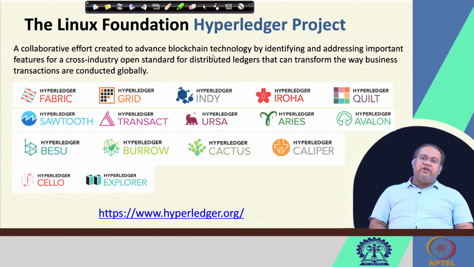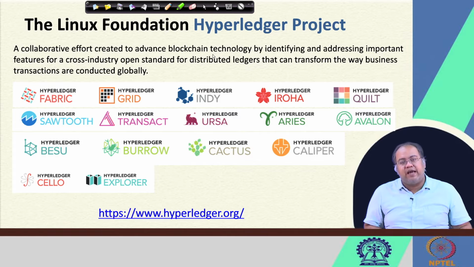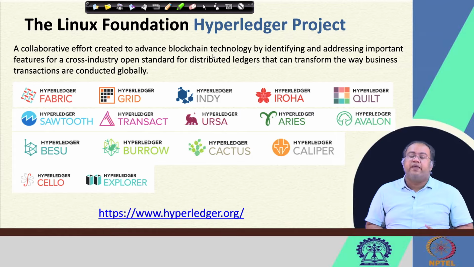Now, to introduce you to the enterprise blockchain platform that is widely used to develop such kind of enterprise applications. The Linux Foundation has introduced the Hyperledger project. This Hyperledger project is a collaborative effort created to advance blockchain technology by identifying and addressing important features for a cross-industry open standard for distributed ledgers that can transform the way business transactions are conducted globally. Under this project, which we typically call the Hyperledger greenhouse, there are different types of projects for different purposes.